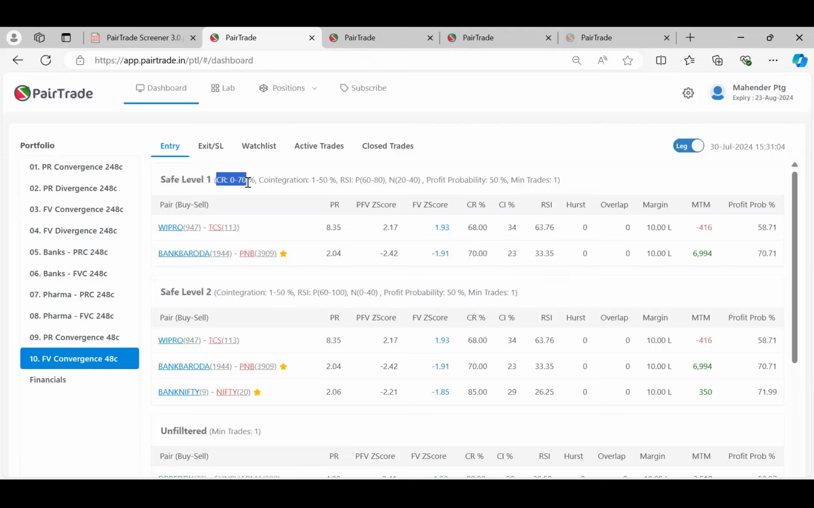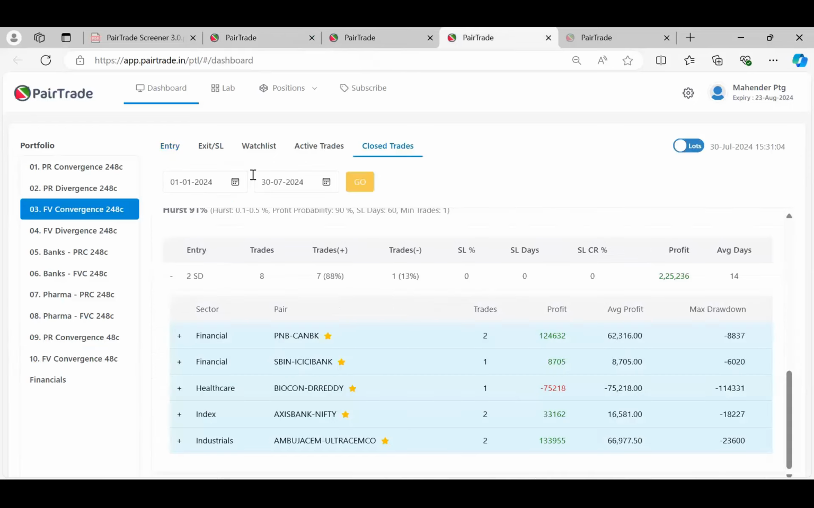So safe level 1 is safer, you can say that. I don't know. It's like they have only been given some names. So level 1, level 2 does not signify anything. Only these settings are there. How to decide which one is better? You have to go to the backtesting.